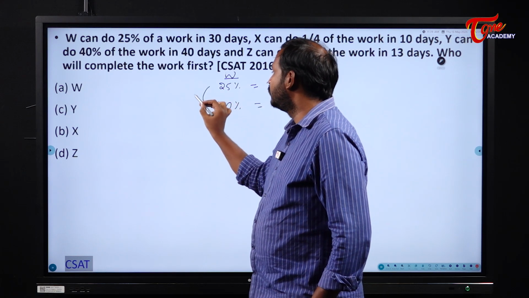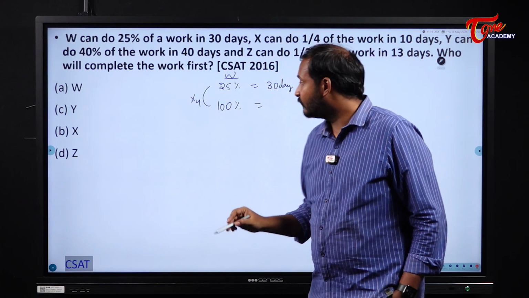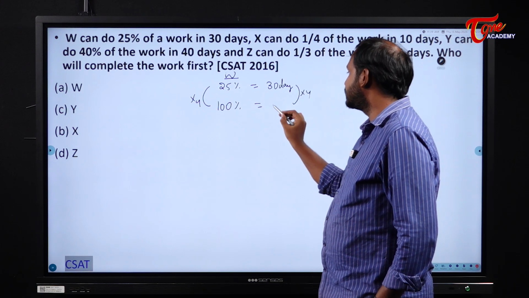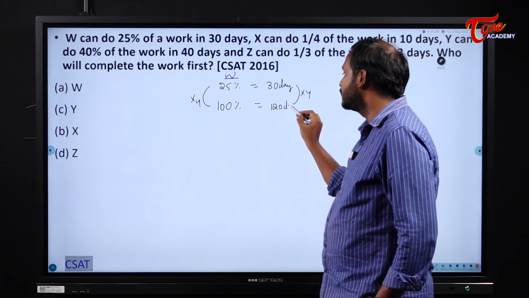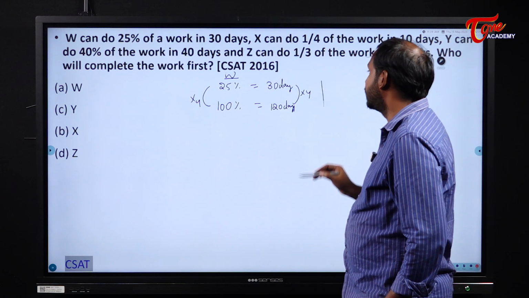Please see here, into 4, right? Into 4. So similarly, into 4. That means W can do the complete work in how many days? 120 days. Okay, put that aside.